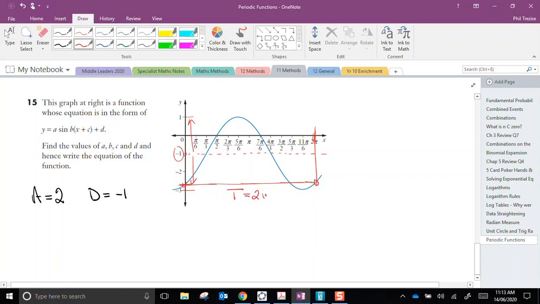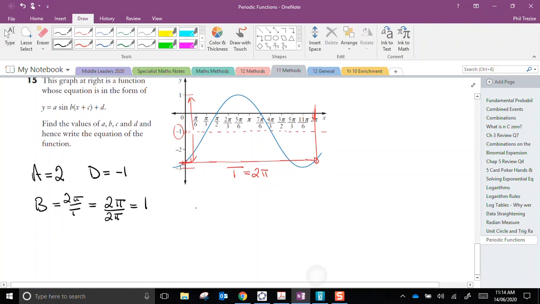That's pretty convenient. Now remember what we knew. We knew that b equals 2 pi divided by the period. So 2 pi divided by the period of 2 pi. That means b equals 1 for us. That's very handy. Now we've got almost everything we need.